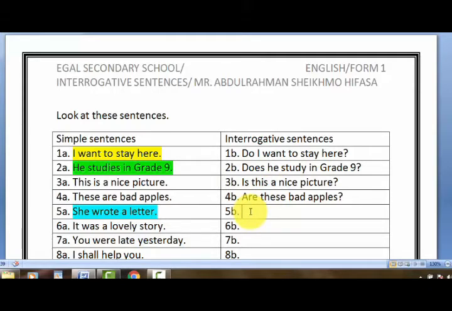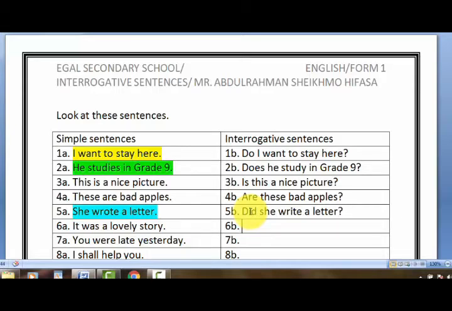She wrote a letter. Here we don't have a verb to be, has or have, or modal auxiliary, and it's a simple past. So we have to use did because it's past. Did she? Never forget, wrote changes to the present simple verb, verb 1. We say, did she write a letter? Don't forget your question mark.